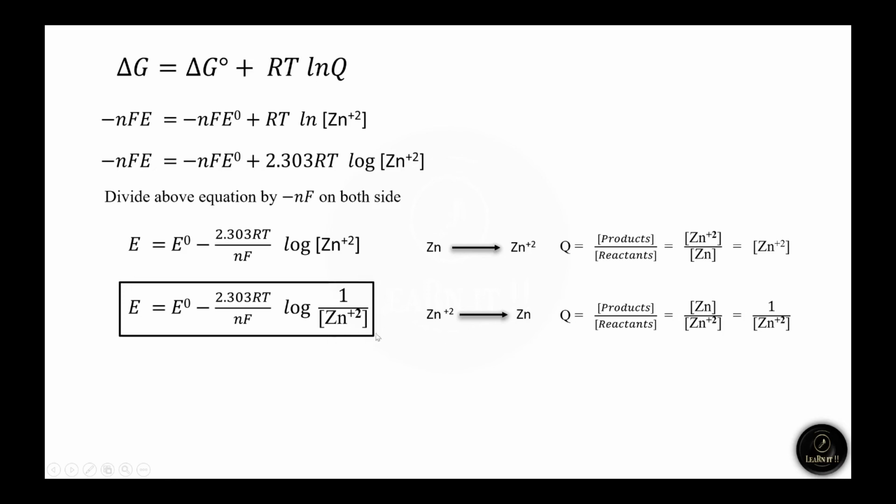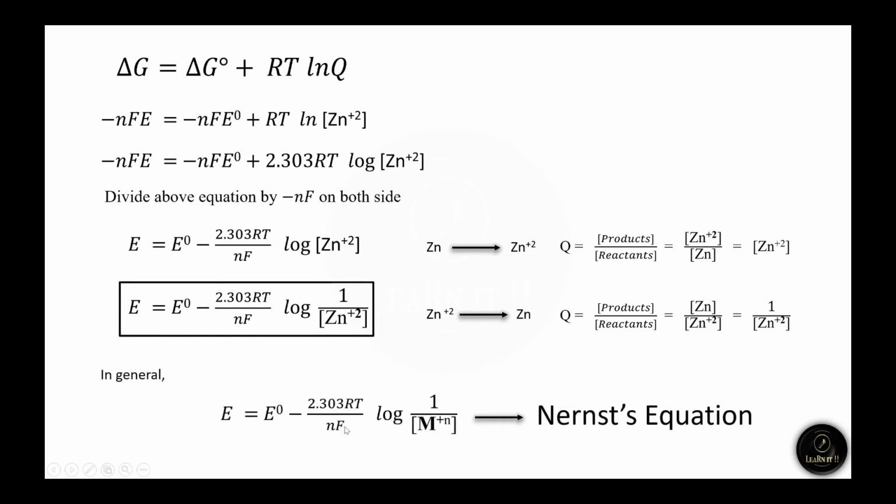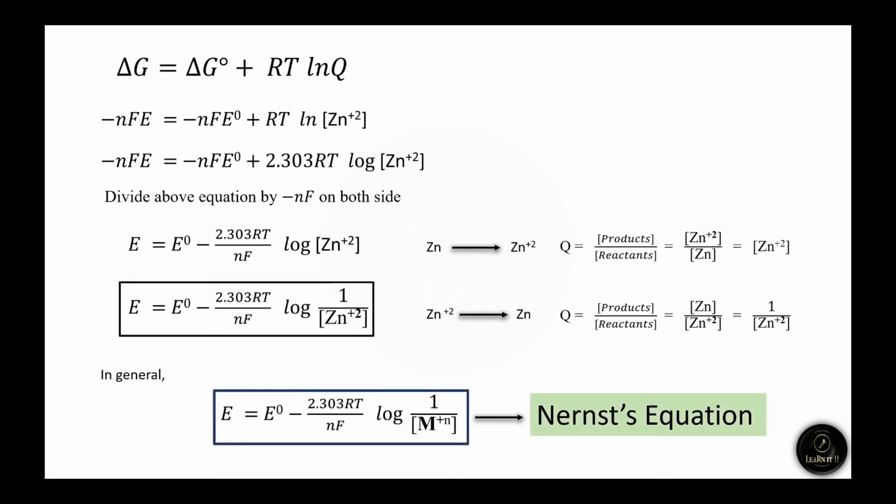If we generally take any electrode, then E is equal to E naught minus 2.303 by NF log of 1 by concentration of M raised to n plus. This is called as Nernst equation. So Nernst equation is the relationship between the electrode potential and concentration of the electrolyte.